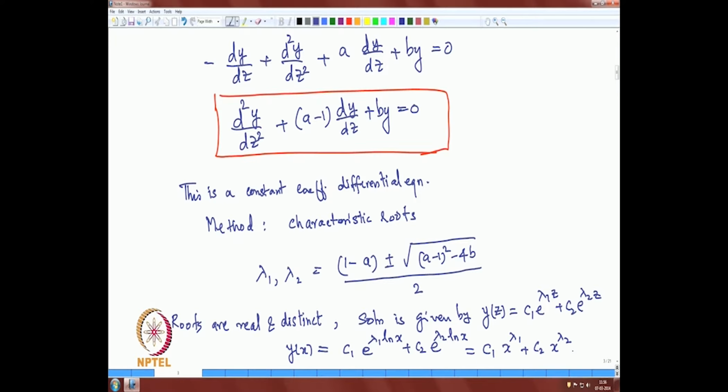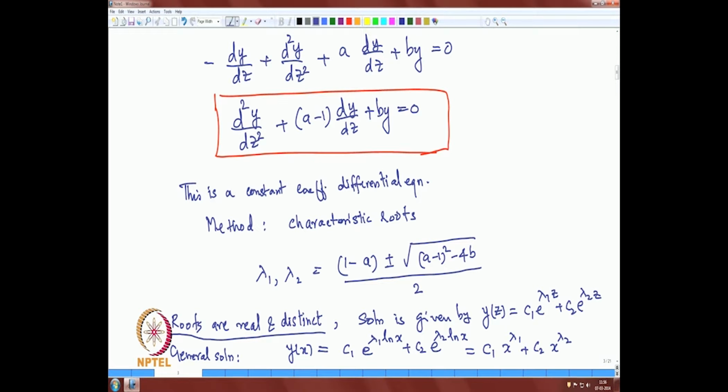So, this is a general solution, if the roots are real and distinct, and similarly if the roots are real and repeated and the roots are complex, can be treated similarly.